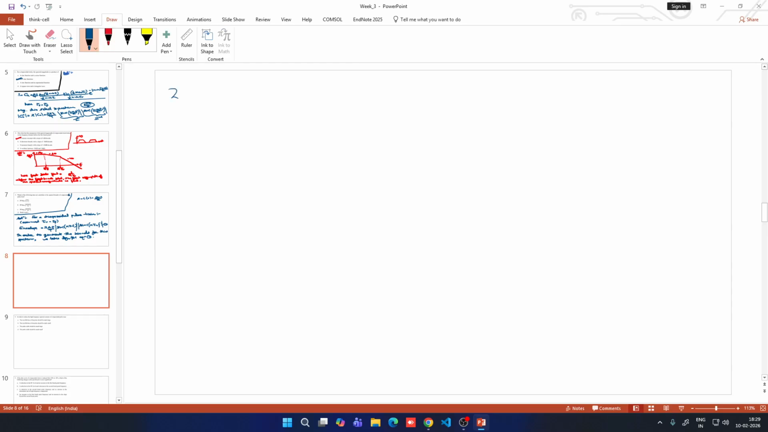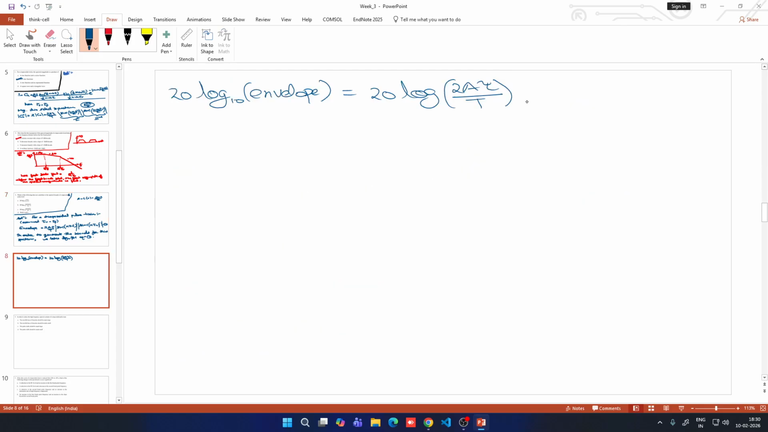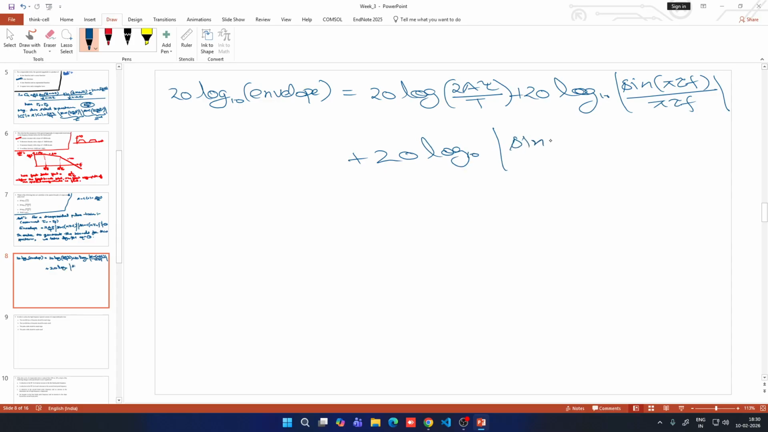And when we do this, we get 20 log 10 of the envelope, which is given by 20 log 2a tau by T. And since this sinc function is a multiplication, in logarithm we can write it as an addition: plus 20 log base 10 of sin(pi tau f) by pi tau f, plus 20 log base 10 of sin(pi tau_r f) by pi tau_r f.